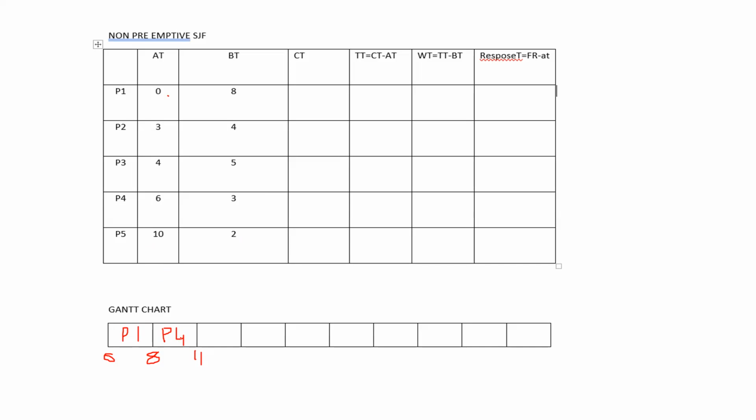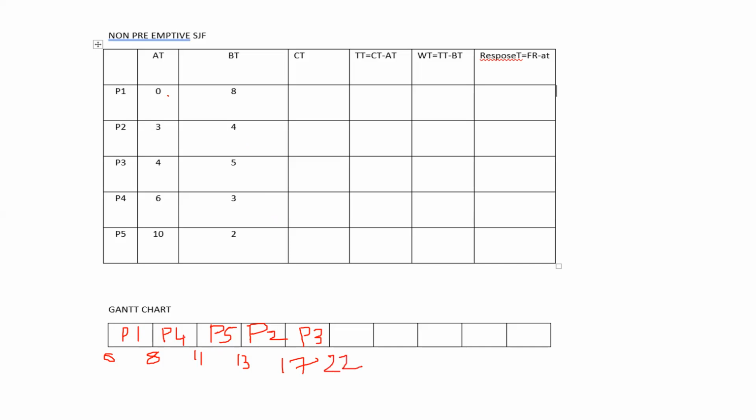Now after P4, we see which is the smallest. P5 is the smallest one. So P5, 11 plus 2, it is 13. Next is P2, the smaller one: 13 plus 4 is 17. And next comes P3, which is 5, so it will be 22. This much is my Gantt chart.